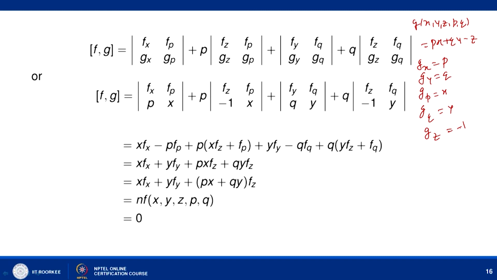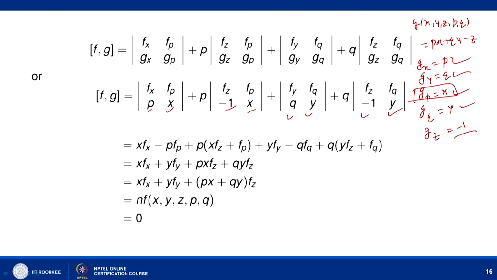So using this, let us again calculate the bracket Fg. So fx fp, and in place of gx, gx is p here, gp is x here, plus p times fz fp, gz is minus 1, which is given here, and gp is x, which is already calculated, plus fy fq. Now gy is q here, and gq is y here, plus q fz fq, and gz is minus 1 and gq is y.